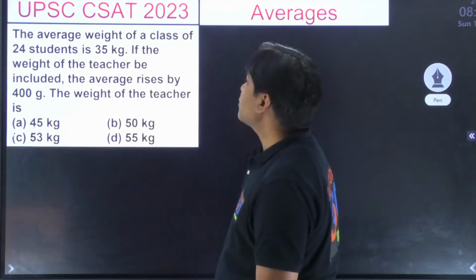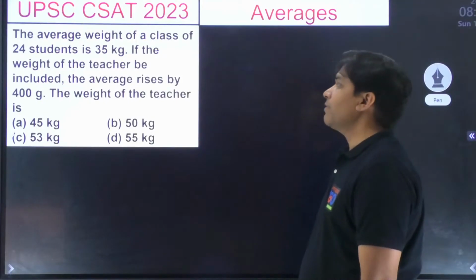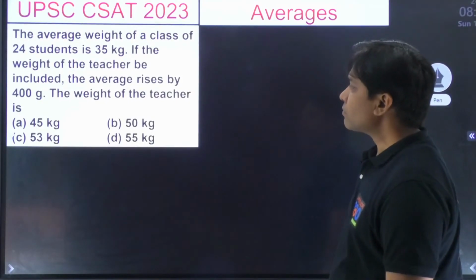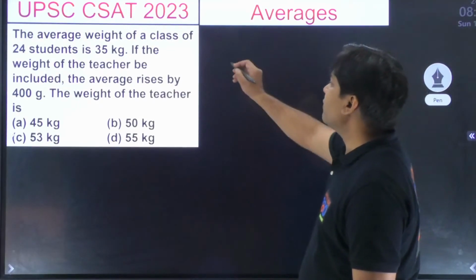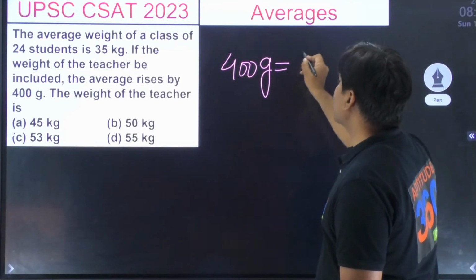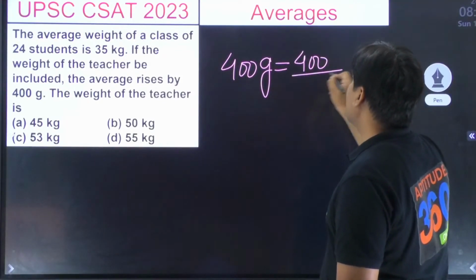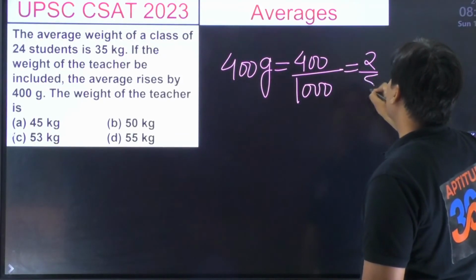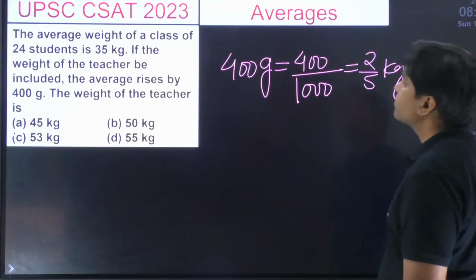The average weight of a class of 24 students is 35 kg. If the weight of the teacher is included, the average increases. By the way, what is 400 gram? Can I convert 400 gram into kilogram? So 400 upon 1000, it is 2 by 5 kilogram.